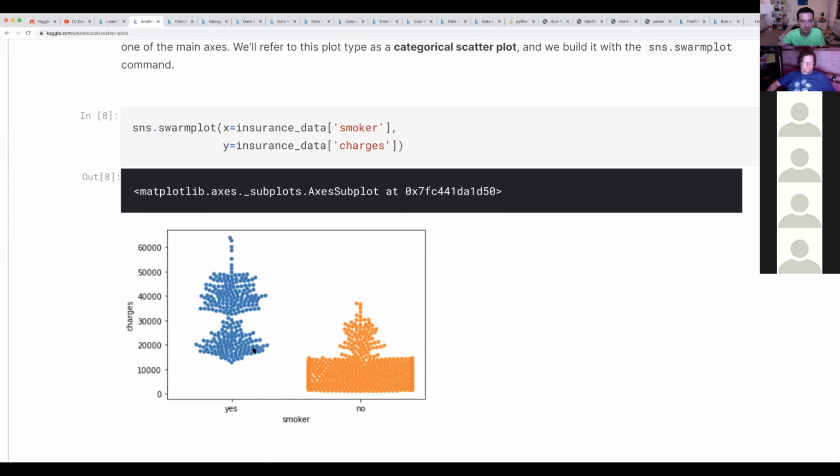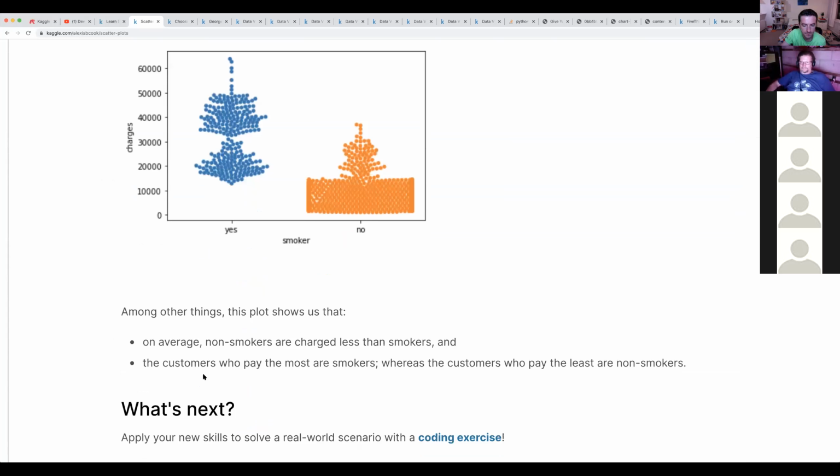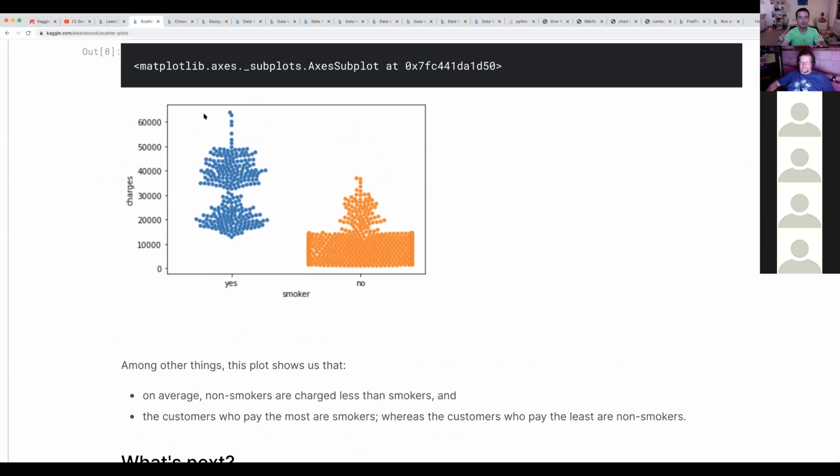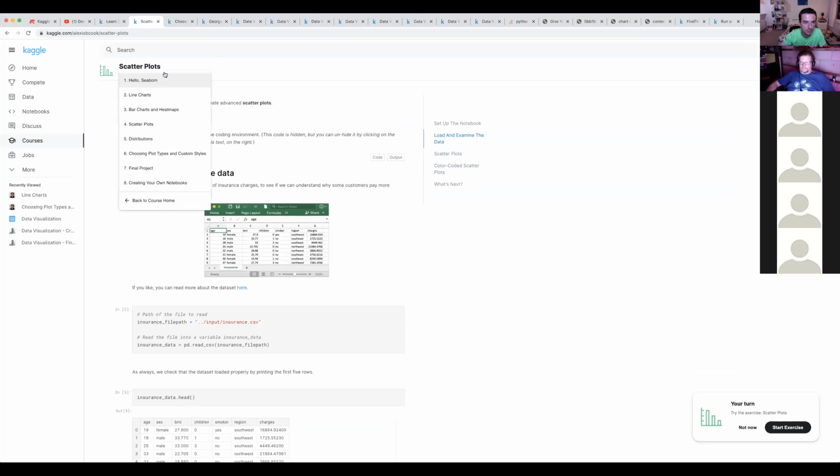You can look at this the same way using the swarm plot. You can see that most of the non-smokers are in this low regime in terms of charges, and the smokers can spike up to these high numbers. I find that interesting, and also interesting about the data set. So that was scatter plots.